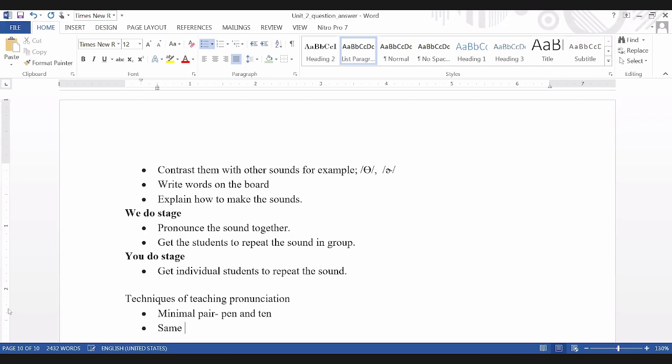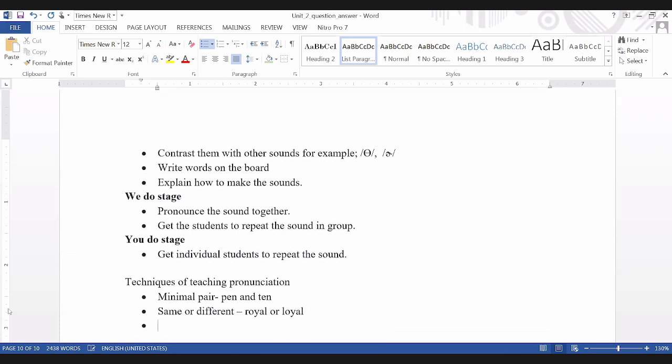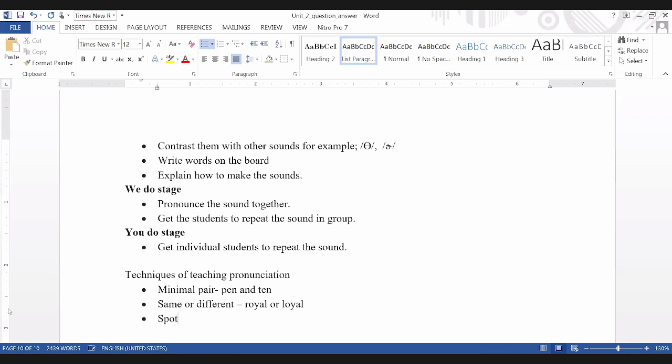Then same or different, this kind of activity also we can use. For example, royal, royal, or royal, loyal, same or different? This is for the difference. We can use tongue twister here. Tongue twister we can use here.